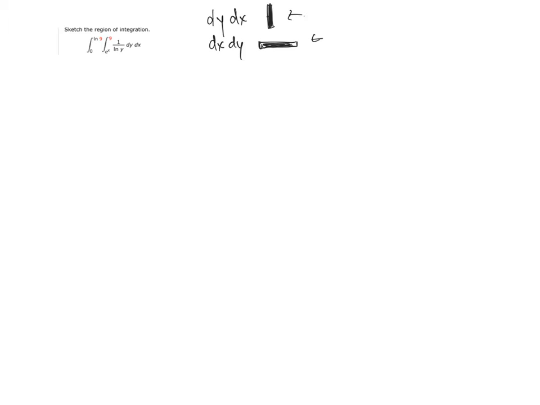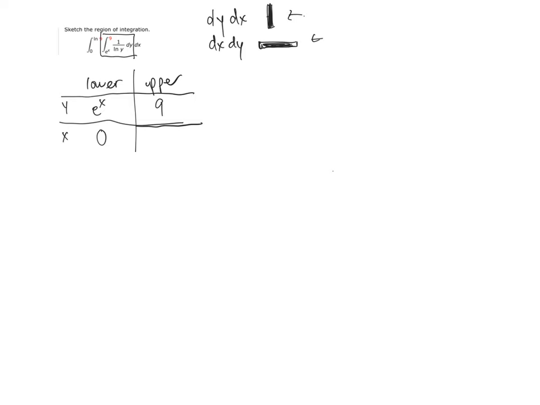So now, before you do anything, you have to identify your lower and upper bounds for both x and y. I recommend you do this before you flip any differentials. So your x and your y. Your lower for y will be e to the x, because dy is first and then dx is second. So e to the x, and upper is 9, and your lower for x is 0, and then natural log of 9.